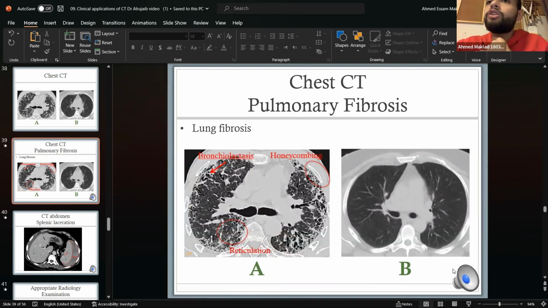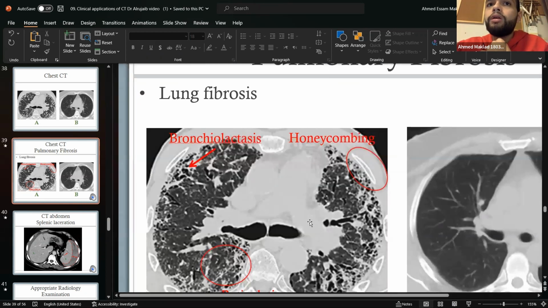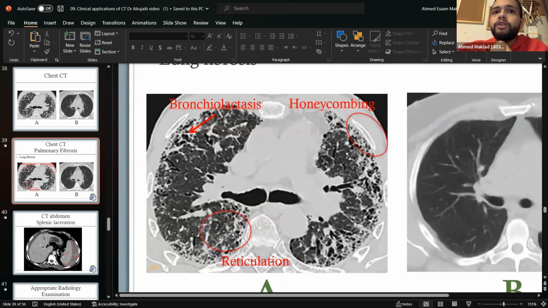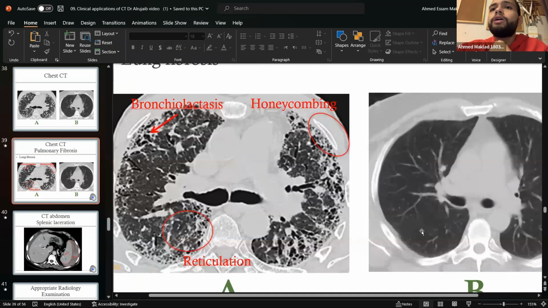Now, what are reticulations? Reticulations are thin bands of fibrosis, all right? So you will see them right here. Can you see those bands of fibrosis? If you compare it to the normal lung right here, you can't see those bands of fibrosis anywhere. Those are bronchi, by the way. These are terminal bronchioles, all right? But if you look right here, these are bands of fibrosis, all right? And this is what we call reticulations. It's just showing you the fibrosis itself.